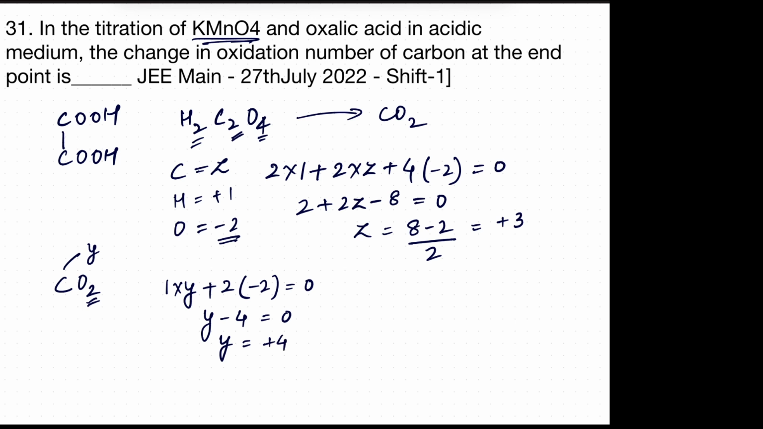So in oxalic acid, each atom of carbon has oxidation state of +3, and in carbon dioxide each atom of carbon has oxidation state of +4. So when oxalic acid is changing into carbon dioxide, the change in oxidation number of carbon will be 4 minus 3, that is 1. So change in oxidation number of carbon will be 1. So the answer here will be 1.